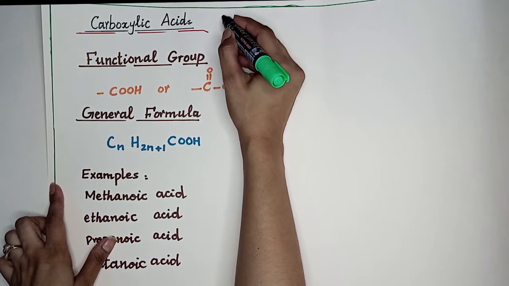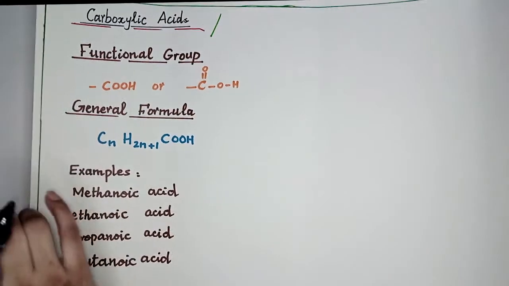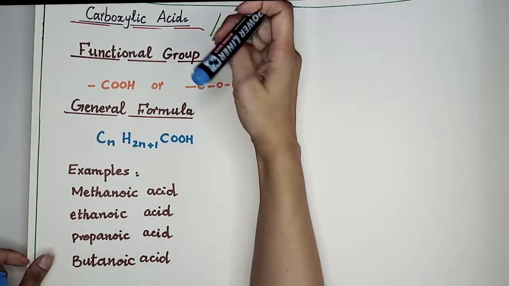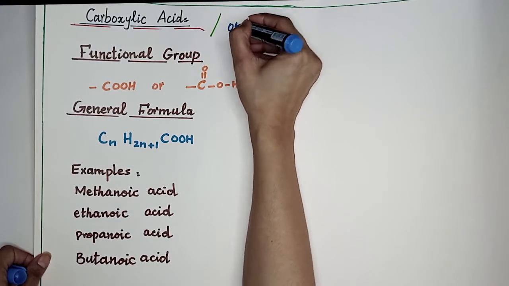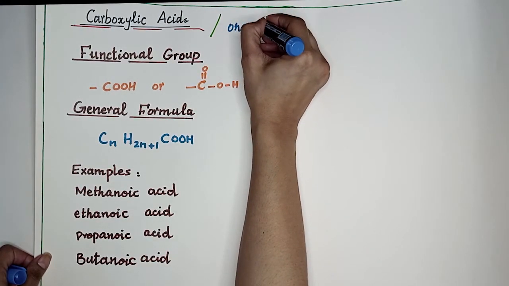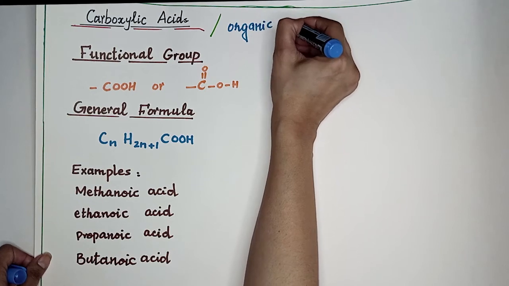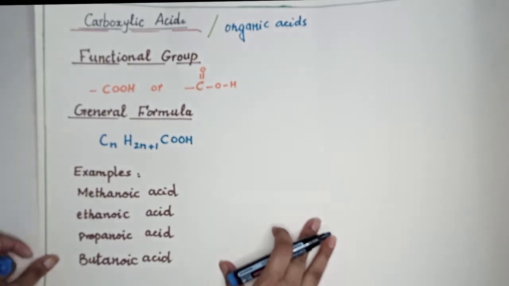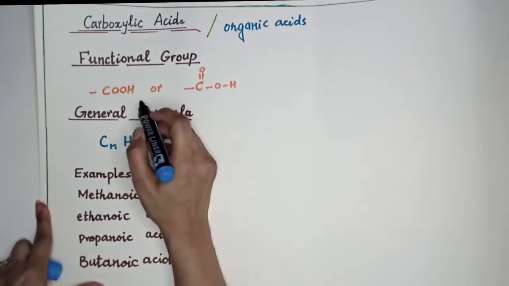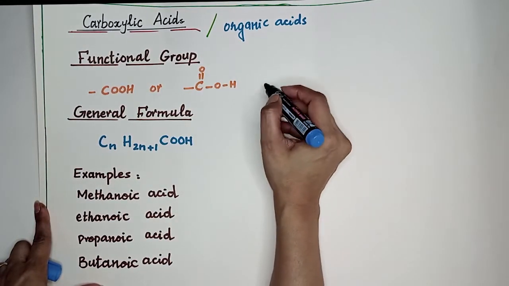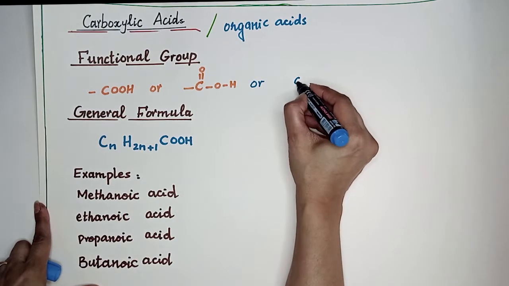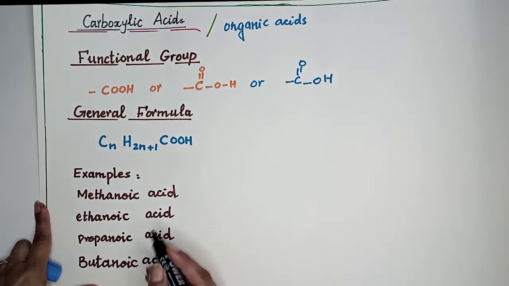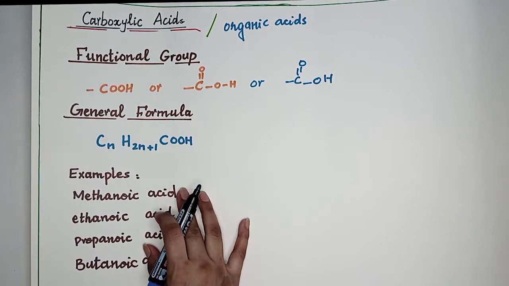Carboxylic acids are the organic acids, and organic acids are the weak acids. It has a functional group like C double bond O, OH. It can be written like this, or it can be written like this, C double bond O and OH. These are the ways through which we will write the functional group.